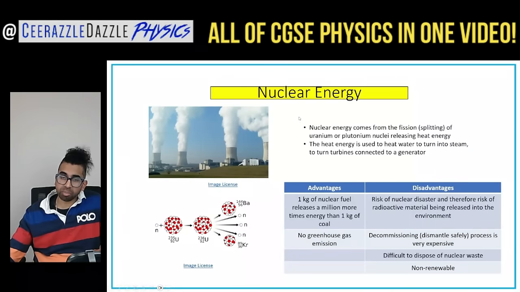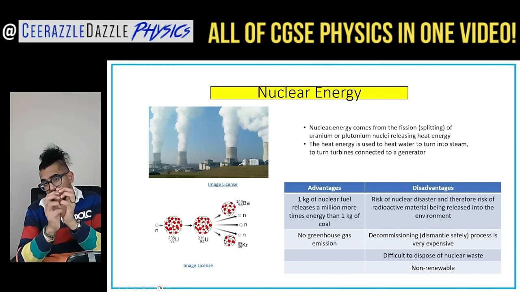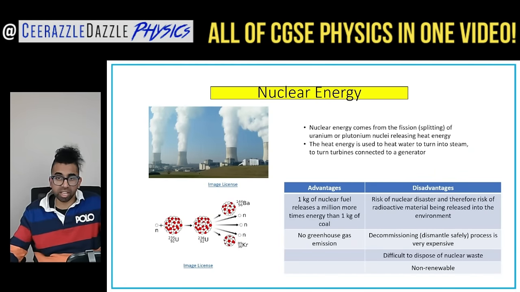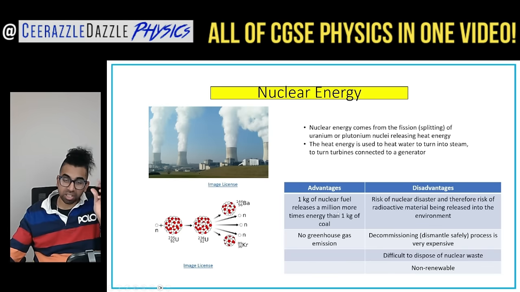Nuclear energy is going to be the following. It's the energy coming from the fission, which means the splitting of a nuclear atom producing heat in that process. Advantages are going to be the following. 1 kilogram of nuclear fuel releases 1 million times more energy than 1 kilogram of coal. No greenhouse gas emission in this whole process. Disadvantages are going to be a risk of a nuclear disaster, therefore the risk of radioactive material being released into the environment.